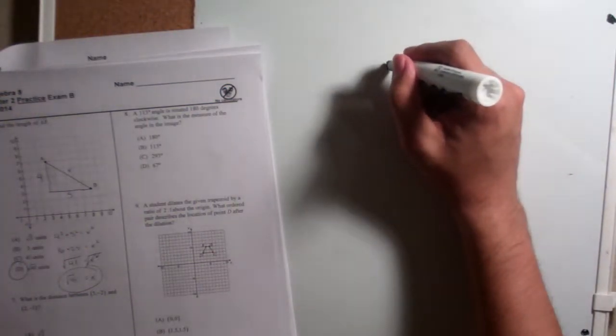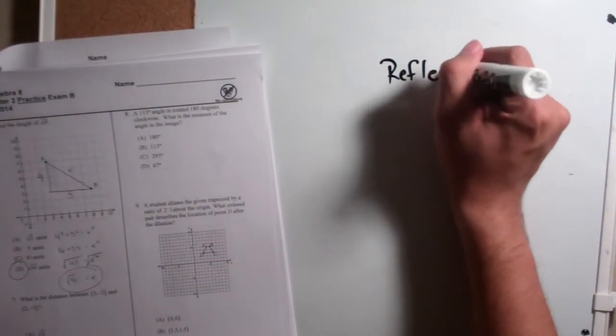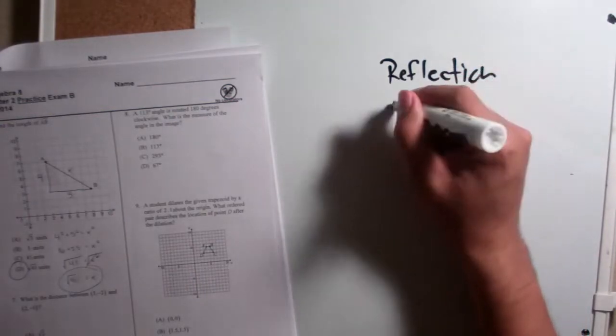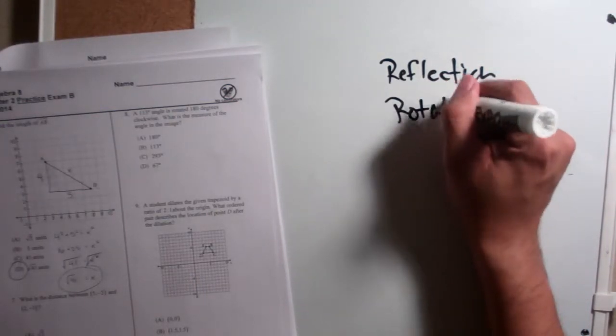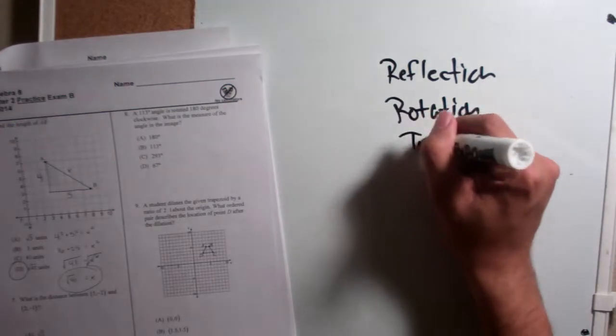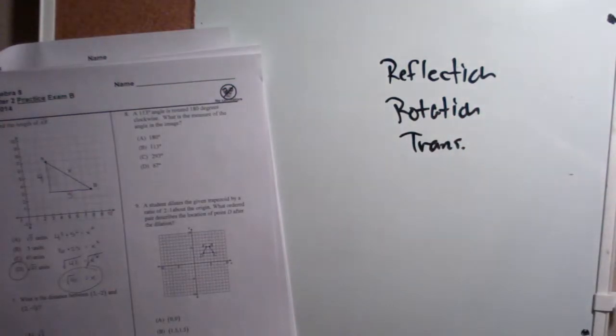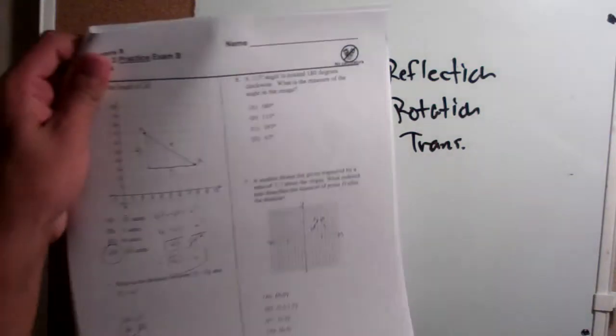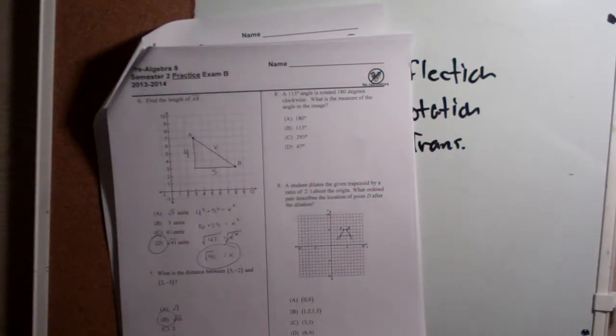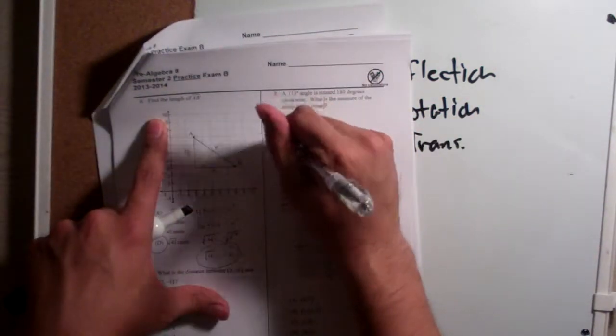What you should know is that reflection, rotation, and translation are all congruence transformations, which means if I were to perform them, we get the same exact thing. It doesn't change anything, same size, same shape. So with this, after rotation it remains 113 degrees.